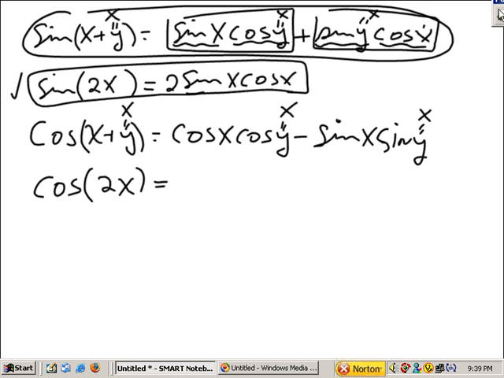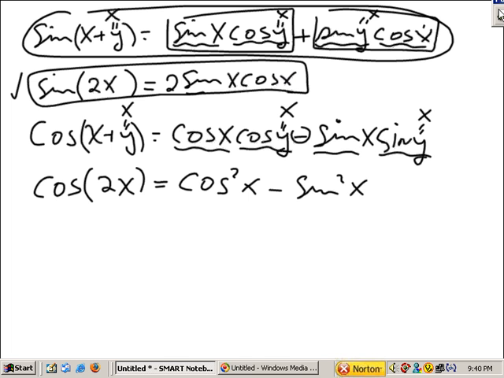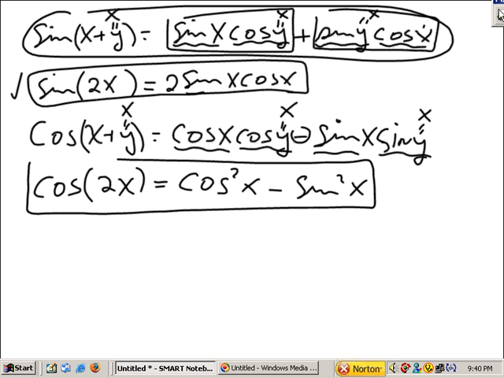Okay, on the right side, I have cosine x times cosine x. That's cosine squared x minus sine x times sine x. Oh, that's sine squared x. Here is a double angle formula. The two that have the check marks, those are your double angle formulas. And now, this last one we can write in a couple of other ways.